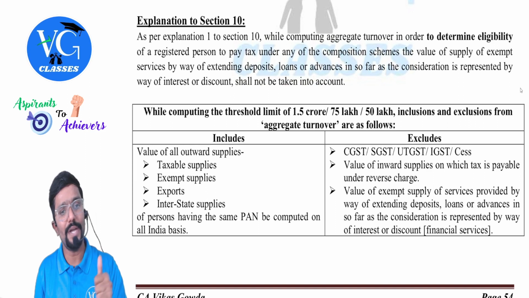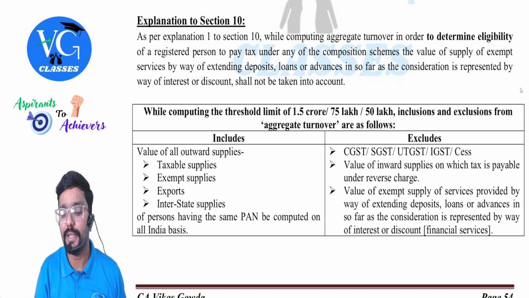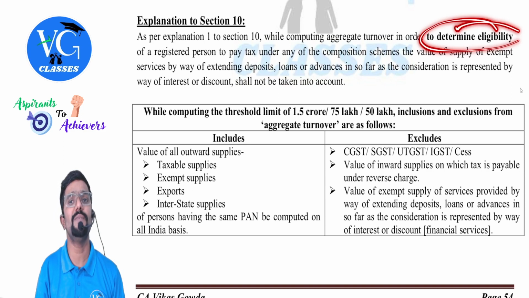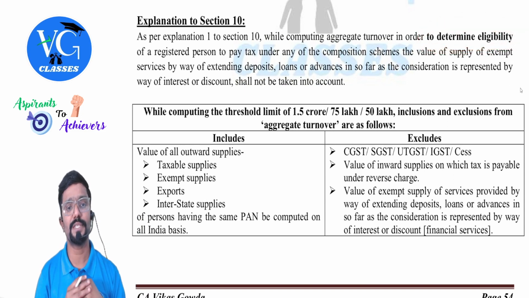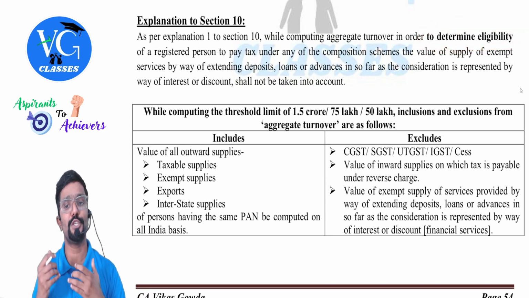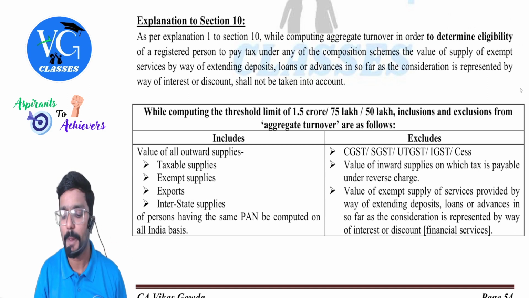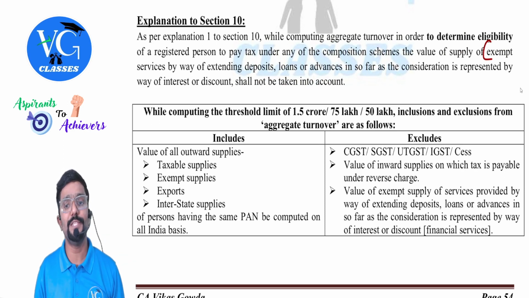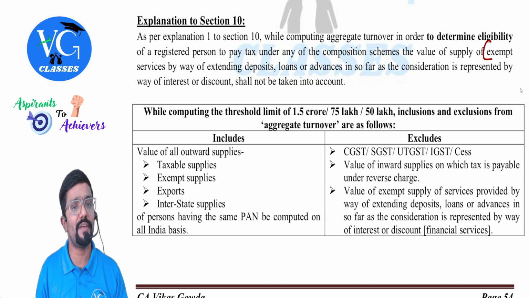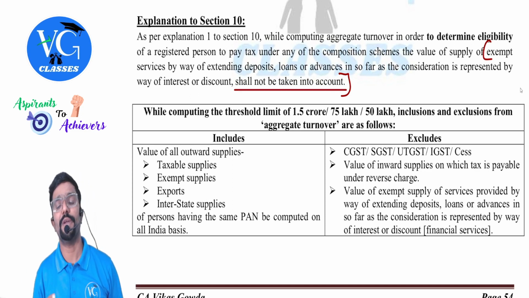As per explanation 1 to section 10, while computing the aggregate turnover in order to determine eligibility, guys, to determine eligibility we check which year's turnover? The last financial year, of a registered person to pay tax under any of the composition schemes. The value of supply of exempt services by way of extending deposits, loans or advances, insofar as the consideration is represented by way of interest or discount, shall not be taken into account. That means it will be excluded.